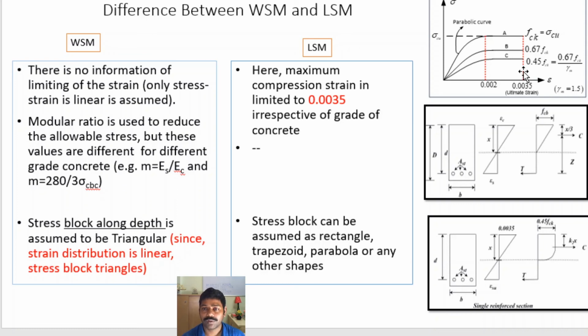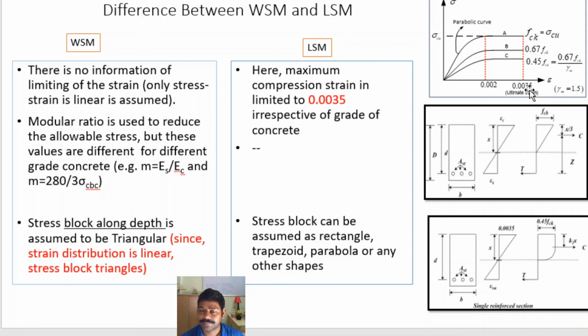On the other hand, in the limit state method, the maximum compression strain is limited to 0.0035 irrespective of the grade of concrete. Whatever grade you consider, the maximum strain in the concrete is limited to 0.0035. So the strain in the concrete will be 0.0035 here.